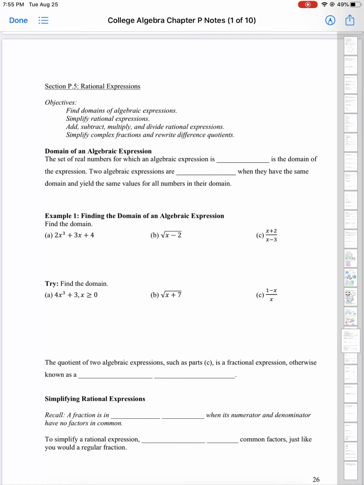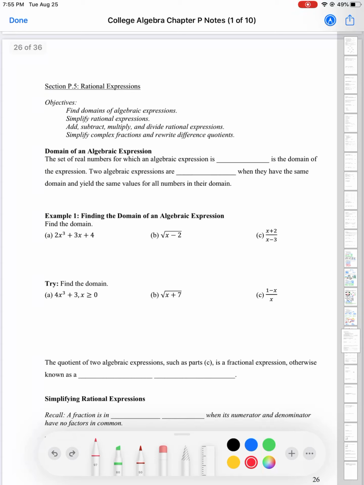Okay guys, so here are your notes for P.5, rational expressions. We've got our objectives. First, we're going to find domains of algebraic expressions because that relates directly to when we're going to be talking about rational expressions. And then we're going to be working with rational expressions: simplifying, adding, subtracting, multiplying, and then we're going to be working with complex fractions and difference quotients.